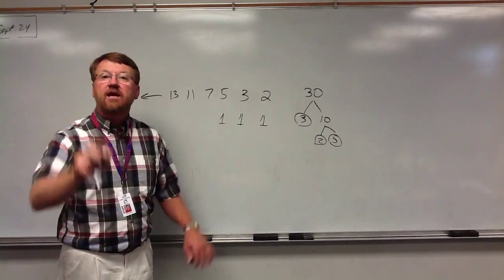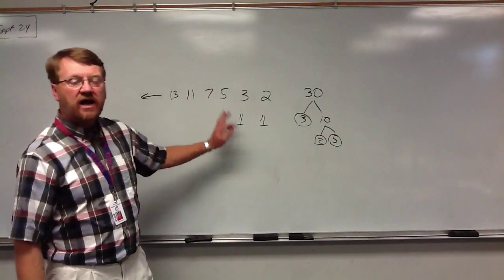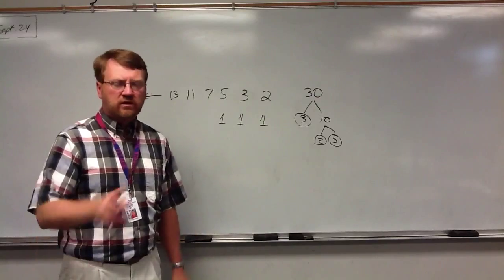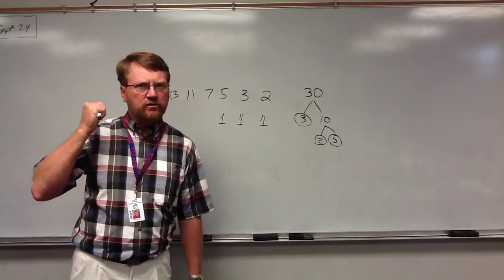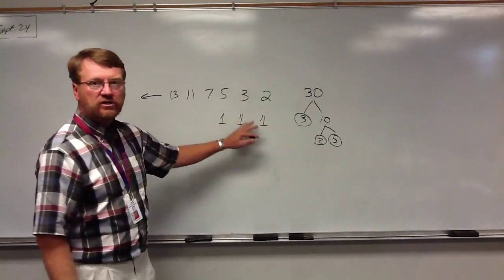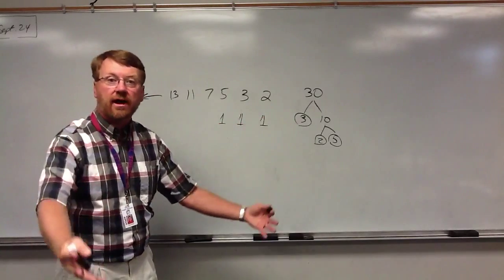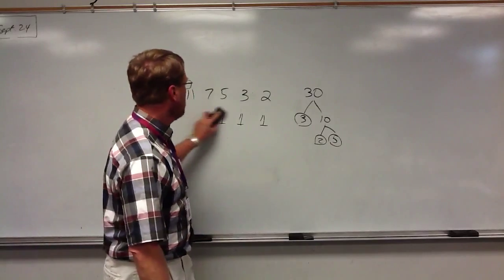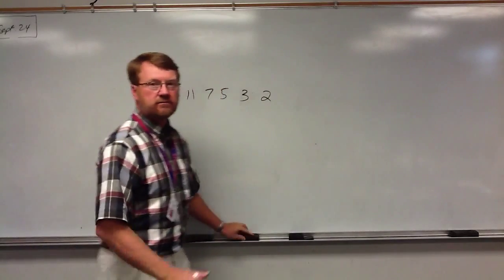The number 30 is represented by 1, 1, 1. 1 in the 5's place, 1 in the 3's place, 1 in the 2's place. Here's where it's a little different. It's 5 times 3 times 2. Not plus. Not like base 2 where we added them up. Not like base 16 where we added them up. They are each multiplied. They're factors. Base prime.